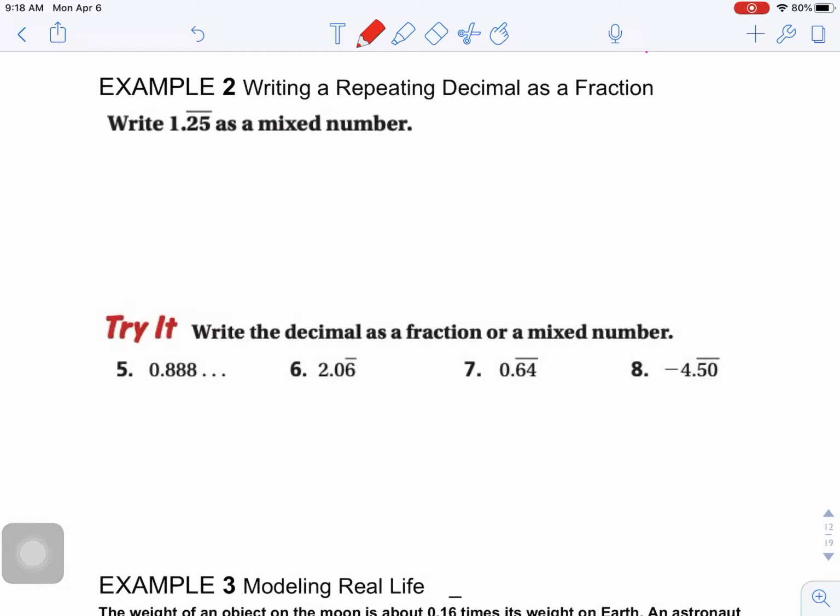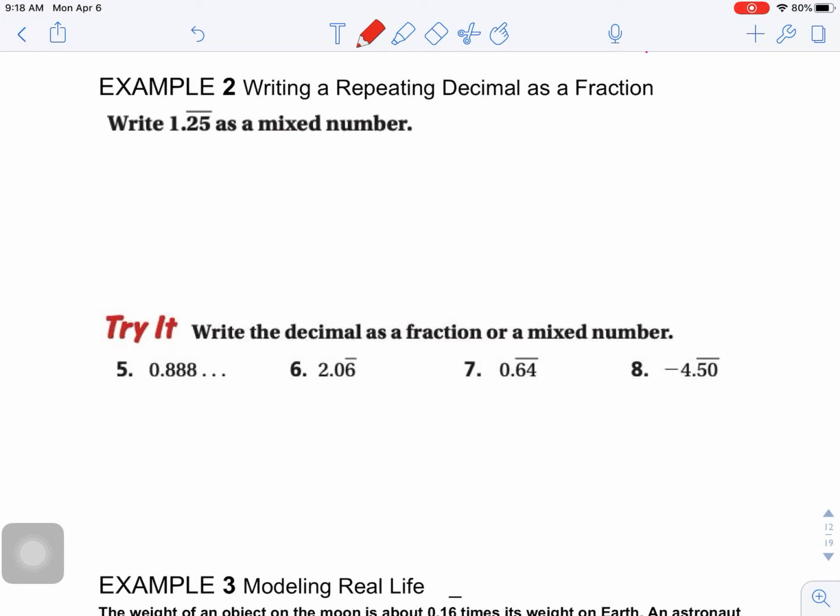Alright guys, today we are continuing on with lesson 9.4, starting with example 2. We are writing a repeating decimal as a fraction. In our first problem, it says write 1.25 repeating as a mixed number.